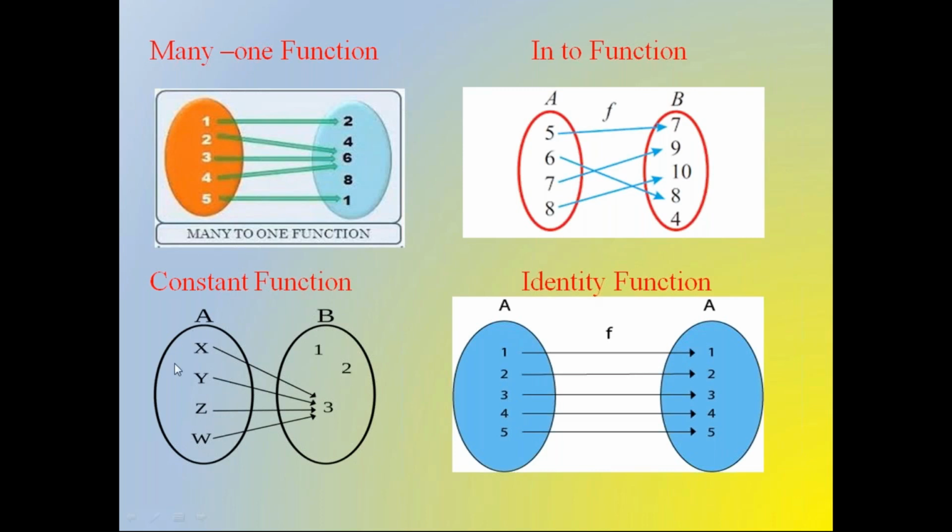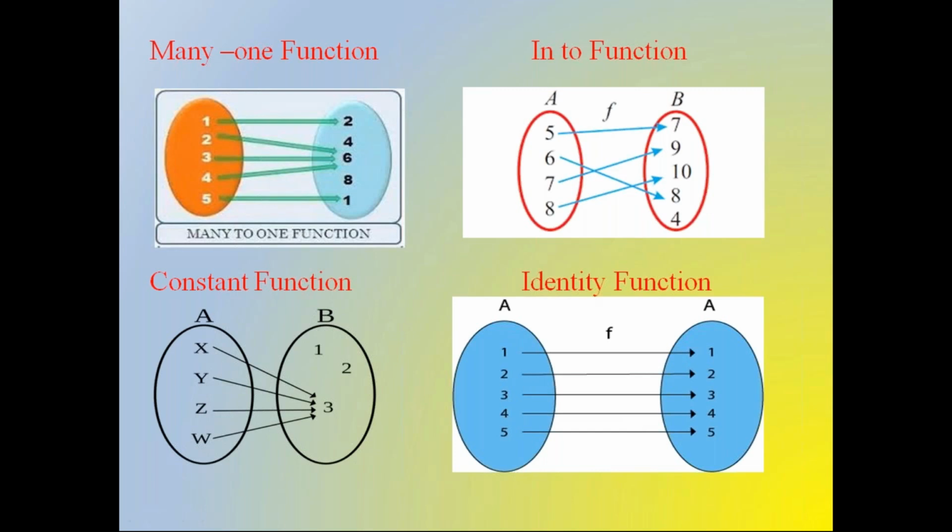Constant function means if the set A contains variables and set B contains numbers, then all the variables are related to only one particular number in the set B, then the corresponding relationship or function is called a constant function. Identity function is very important for all the elements.